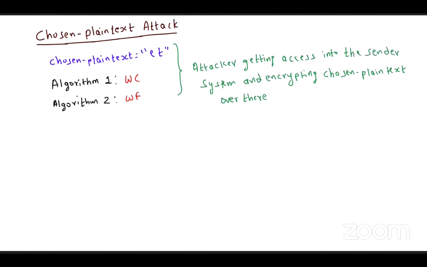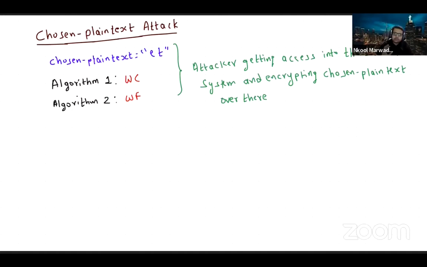And what is the goal of the attacker? The objective of the attacker is to steal that private key, or to get to know that private key. Because if that private key is known, then I can decrypt all the messages, all the ciphertext. So it goes through this algorithm and gives the result WC and WF, right?